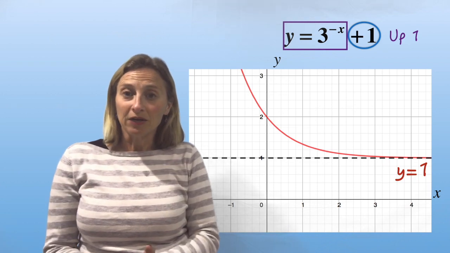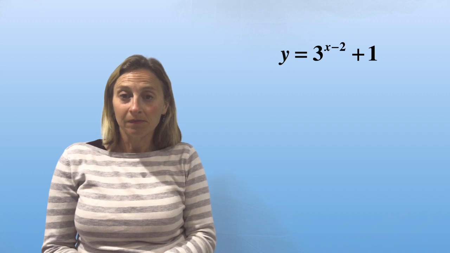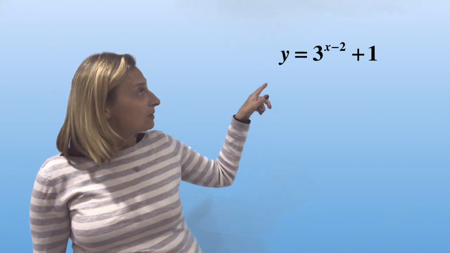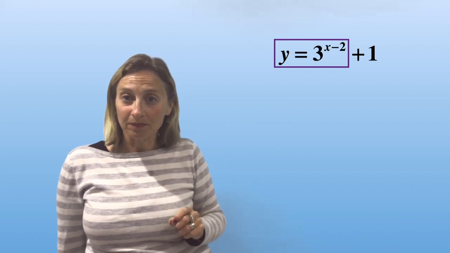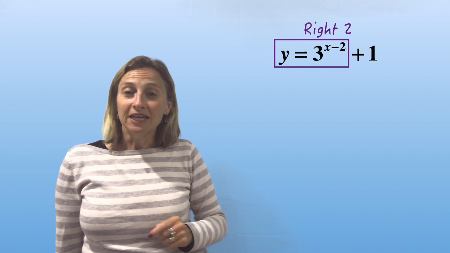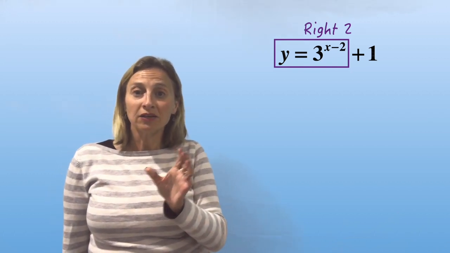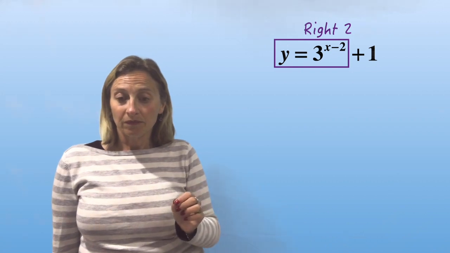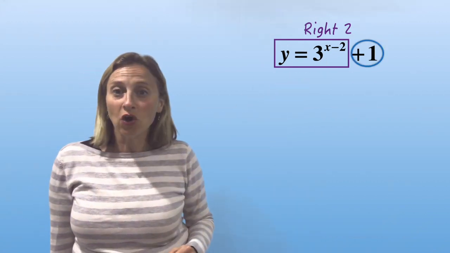Let's have a look at another one. y equals 3 to the power of x minus 2, plus 1. Now we have our basic graph, which is 3 to the power of x, with a minus 2 attached to it. So what does the minus 2 tell us? Good. It tells us that we need to move the whole graph to the right 2. And then we have plus 1, and the plus 1 tells us the whole graph goes up 1.